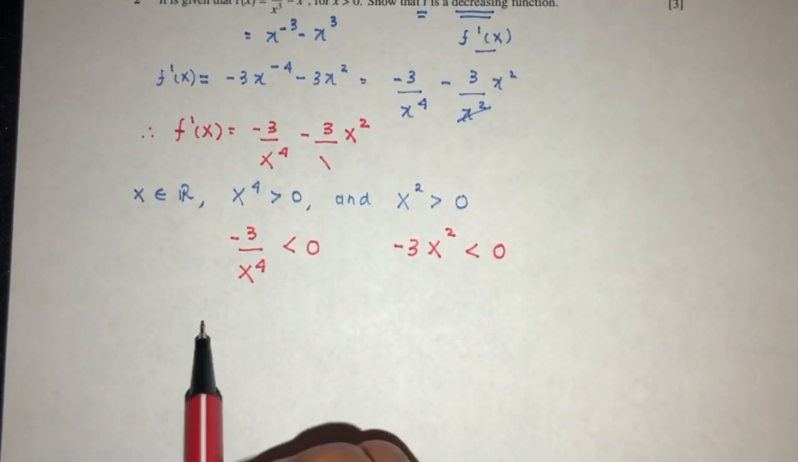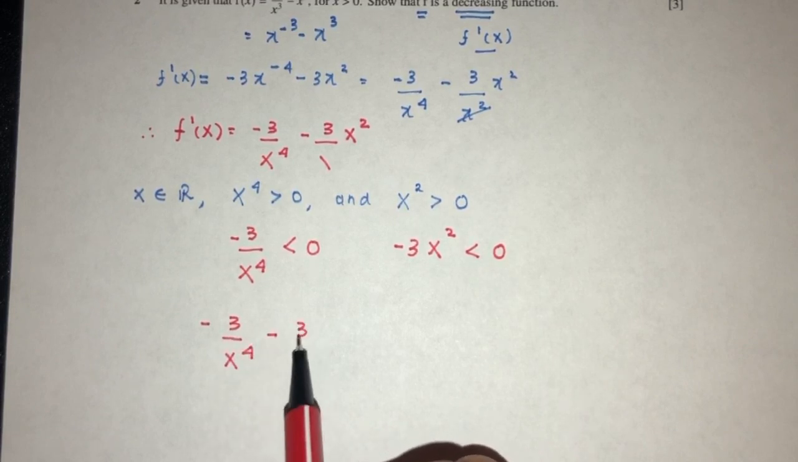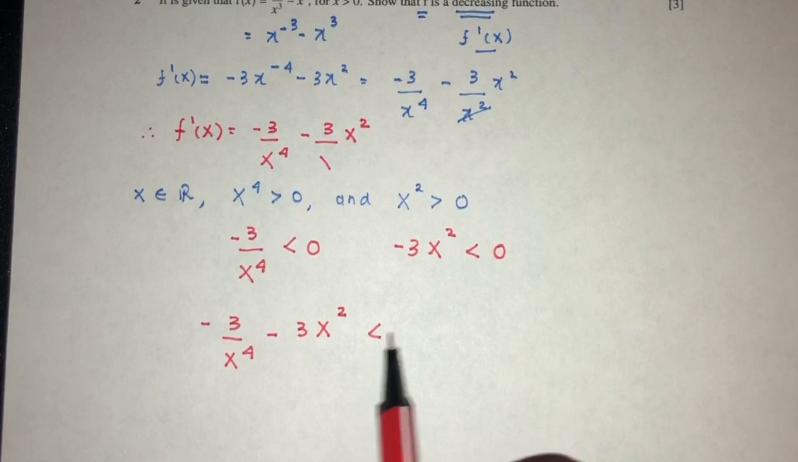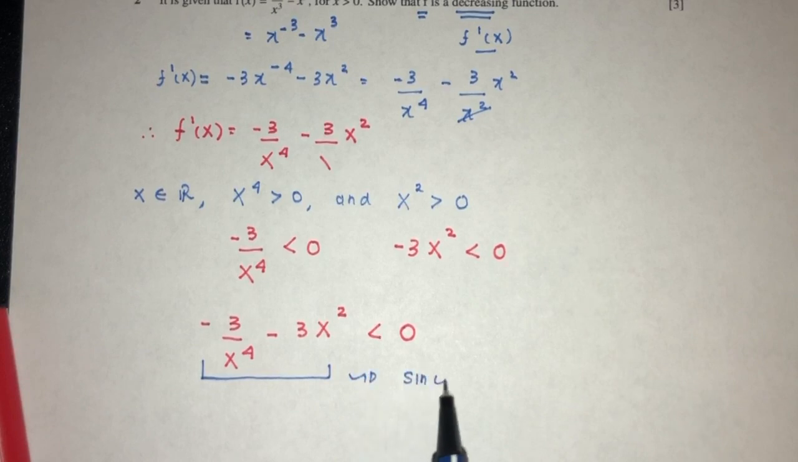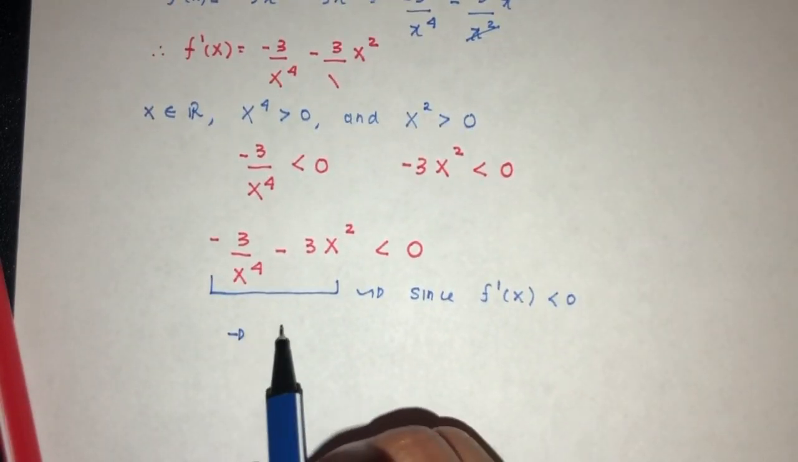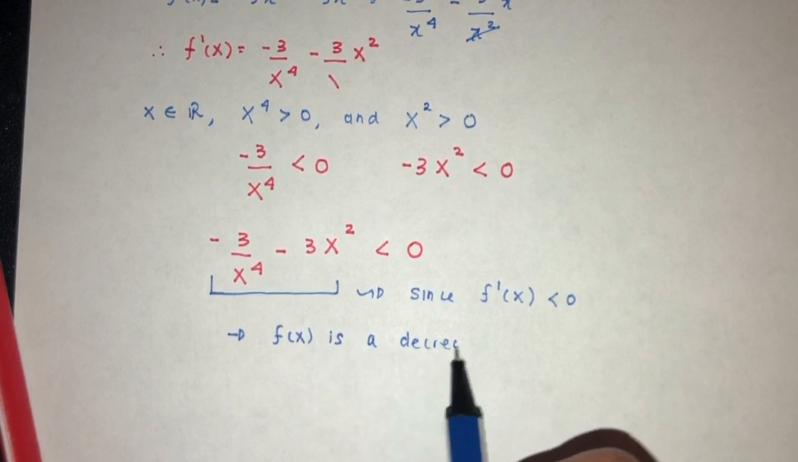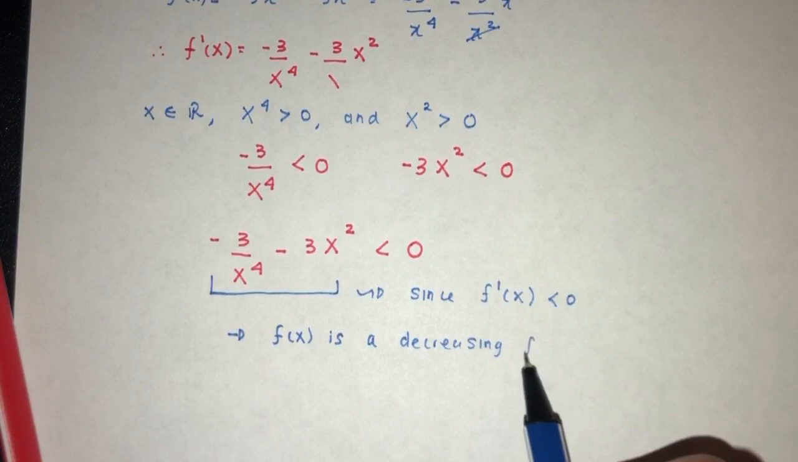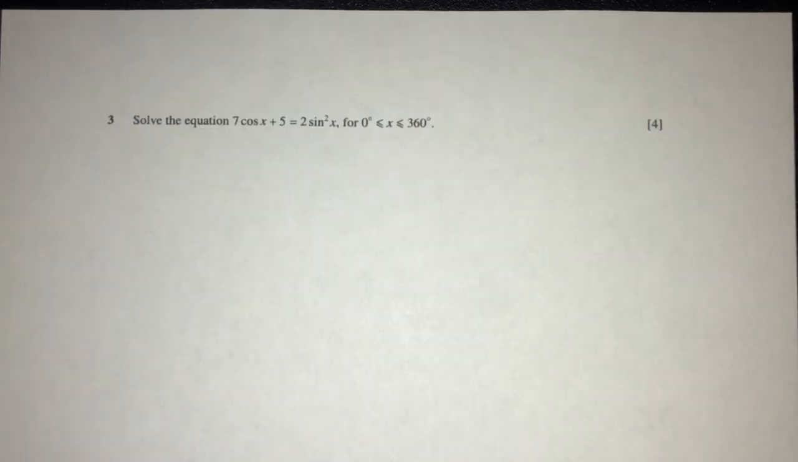Now when you take a negative number minus a negative number, it will give you a negative number. So hence, from this, you can write, since f prime of x is less than 0 for any value of x, it shows that f of x is a decreasing function. So that's what you have to show. Okay. Now let's move on to the next question.